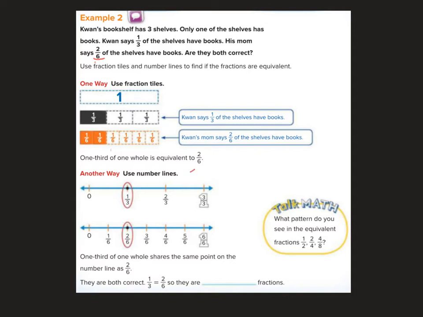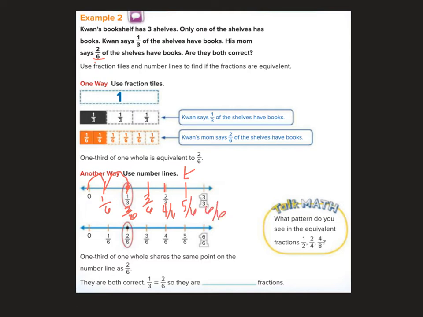Another way is we could use number lines. Okay, if I'm going to put 1/3 on a number line and cut it into 3 equal pieces, and then if I cut them all in half, I would jump 1, 2. Because this would be 6. 1/6, 2/6, 3/6, or 1/2, 4/6, 5/6, 6/6.